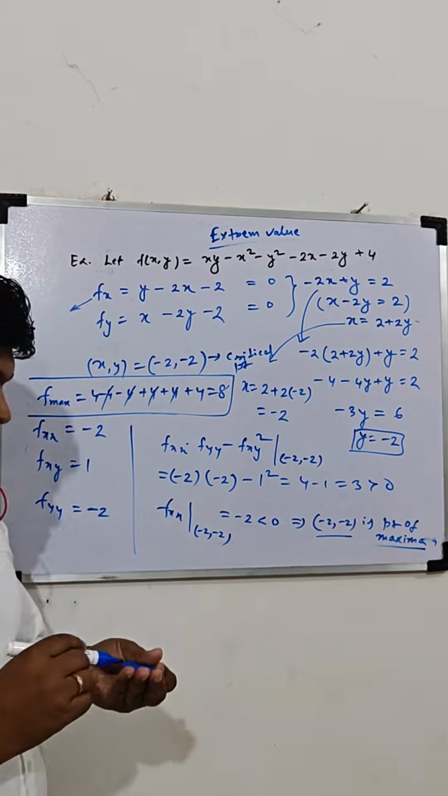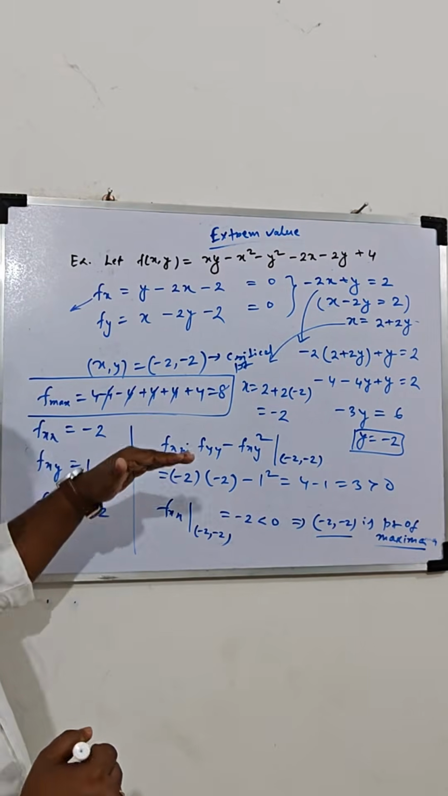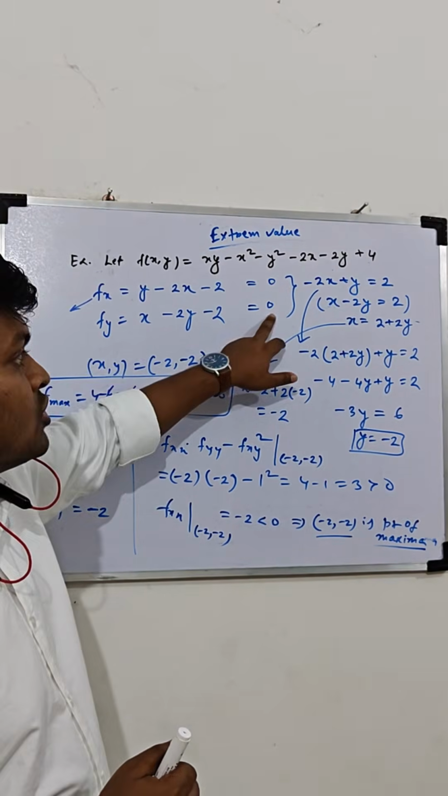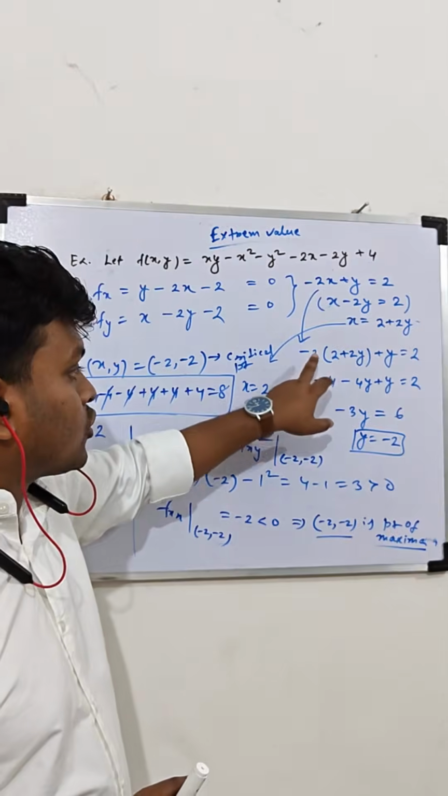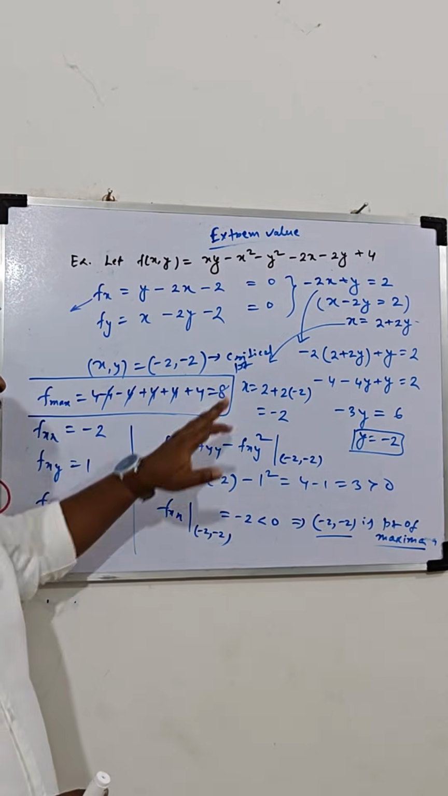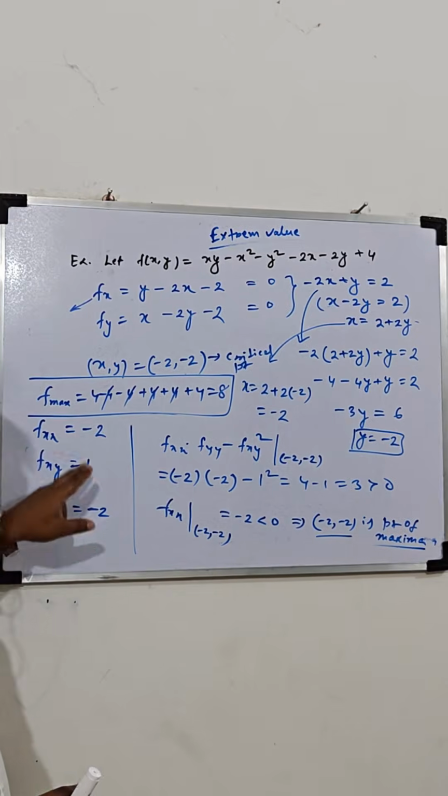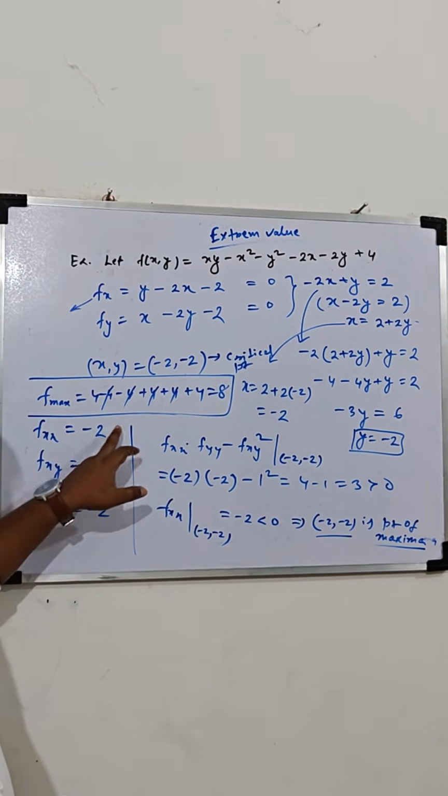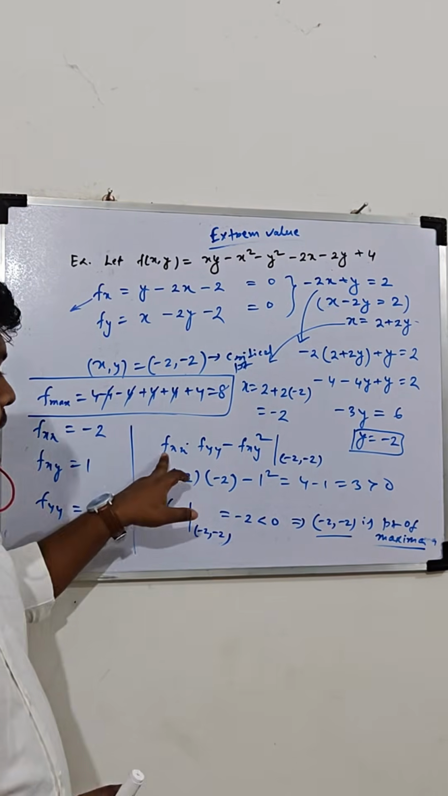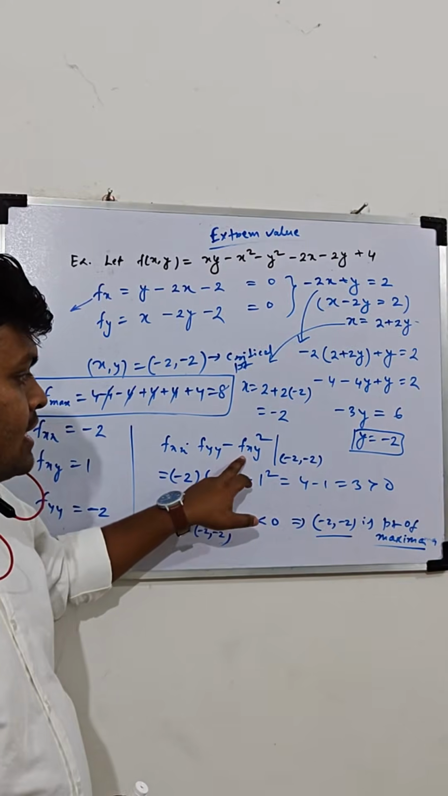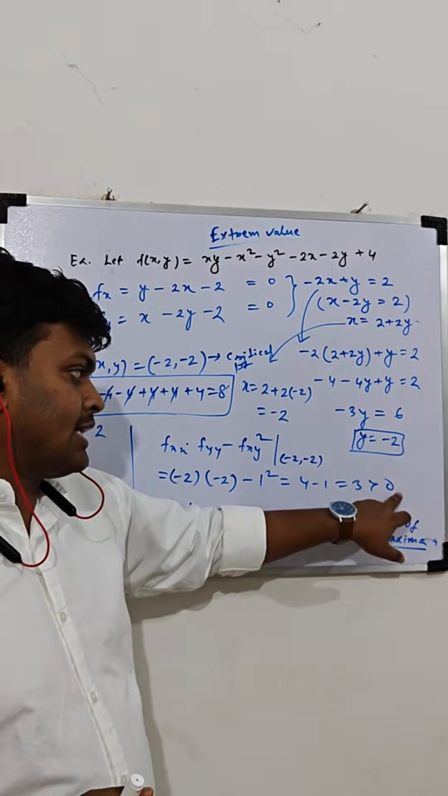This is the problem. So you have to solve it in this way. First you have to find fx, fy equal to 0. Solve these equations. You will get x comma y, which will be the critical point, and you have to find fxx, fxy, fyy. In this case all are constants. So therefore at this critical point also the values will be minus 2, 1, minus 2. So therefore we have to find this quantity. Its value is 3, which is greater than 0.